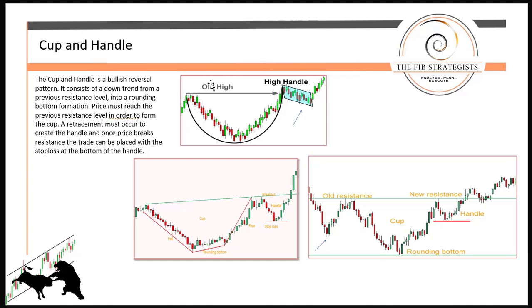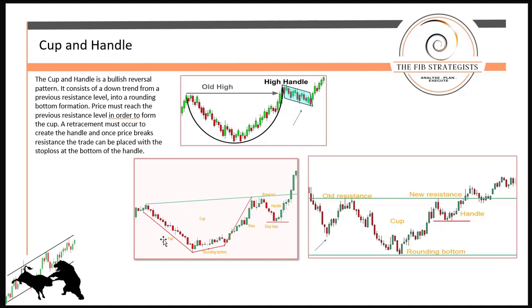This is the perfect example of a cup and handle. Downward trend into a rounding bottom into an upward trend, moves to the old resistance area, pulls back to form the handle, and then breaks resistance, and you can place your entry long. Stop loss will be at the low of the handle.